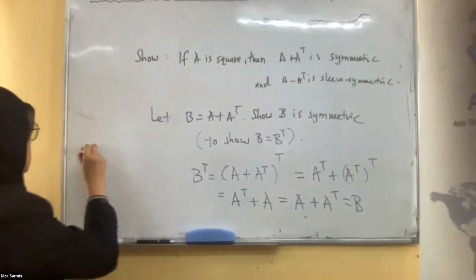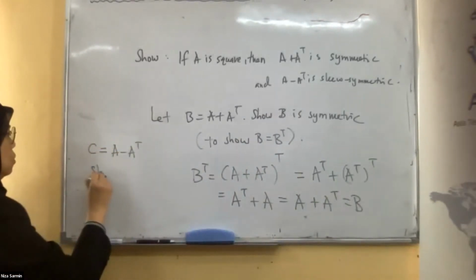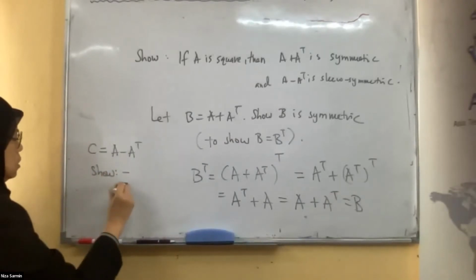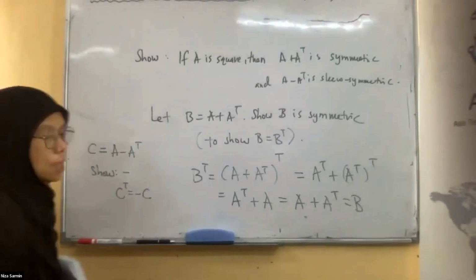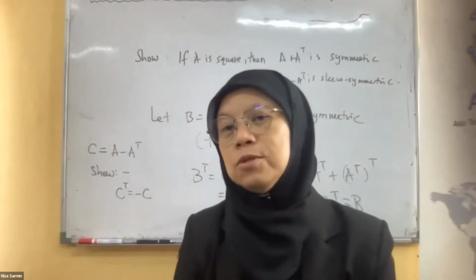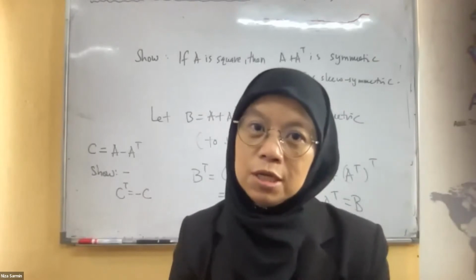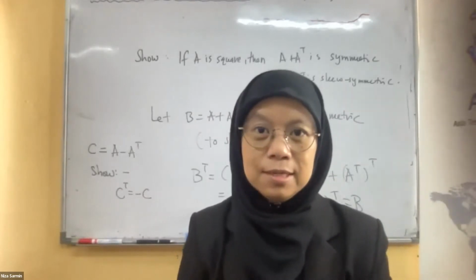Then you will do for this. So suppose C is A minus A transpose. You have to show C transpose is negative C. Okay. So the same thing, take the transpose, but it's not C, it's negative of C.